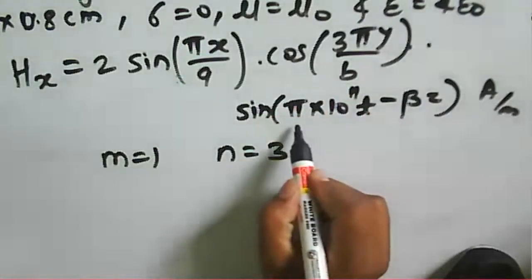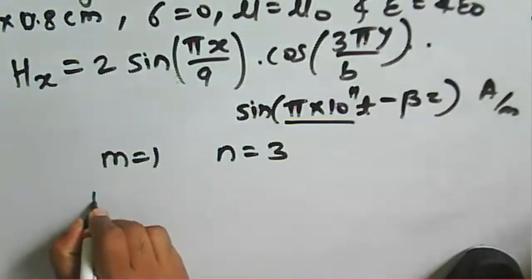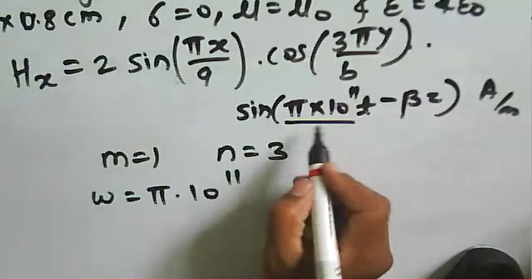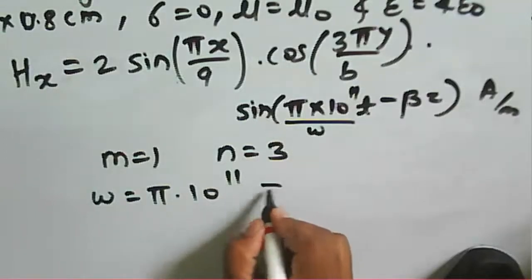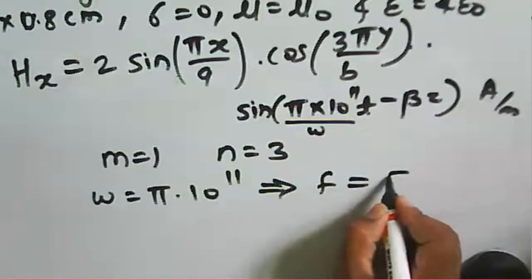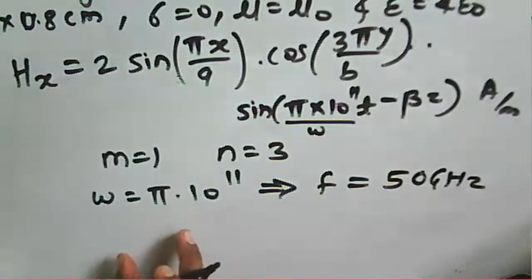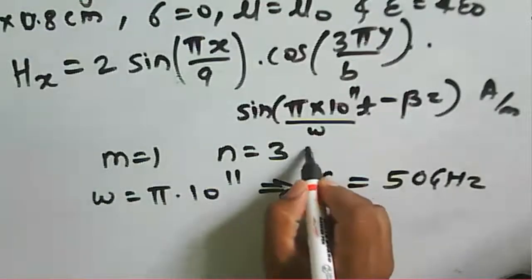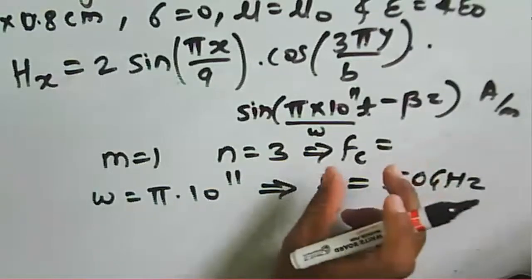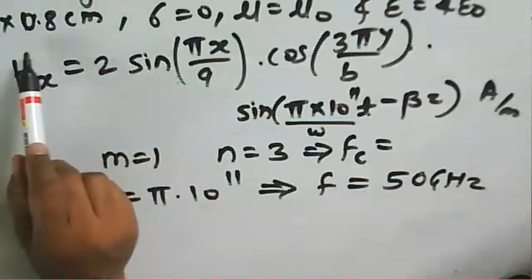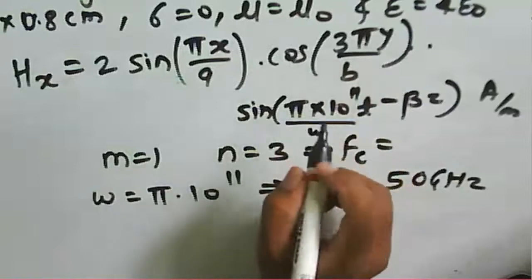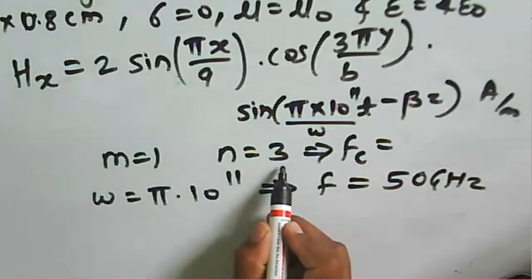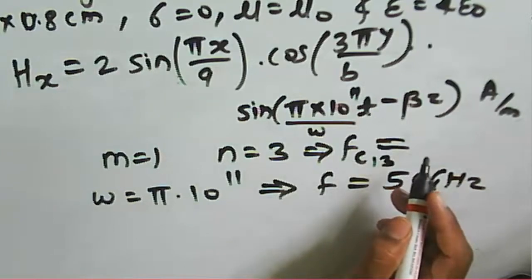Another term from this equation is pi into 10 to the power 11, which means omega is equal to pi into 10 to the power 11. This one is about omega t, so omega is given. From this we calculate the signal frequency: omega is equal to twice pi f, so f will be 50 gigahertz. From this we need to find the cutoff frequency fc. If you solve for fc using the dimensions a and b and mu 0, epsilon 0, for m is equal to 1 and n is equal to 3, that mode is fc 1 3 here.